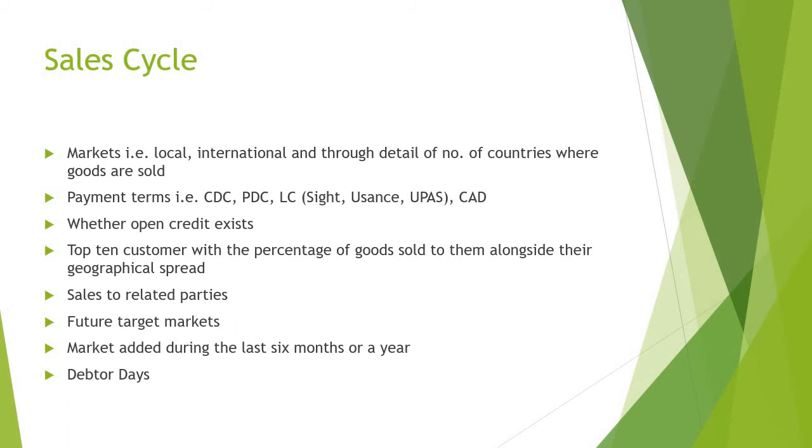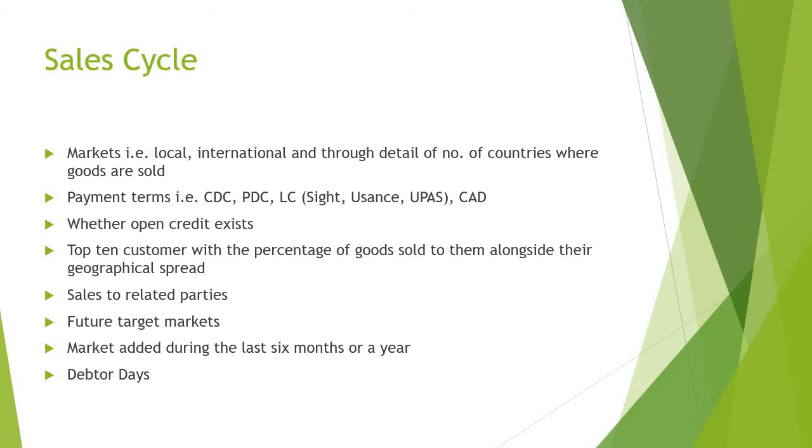It could be sight, it could be usance, and UPAS LC can also be there. Cash against documents is another form of payment term. This can also be there. So whatever payment terms are there, we should have a fair knowledge of the payment terms with the proportion of the business involved. I've just given these for the purpose of example. Whatever your business is dealing with, you have to have knowledge of the same.